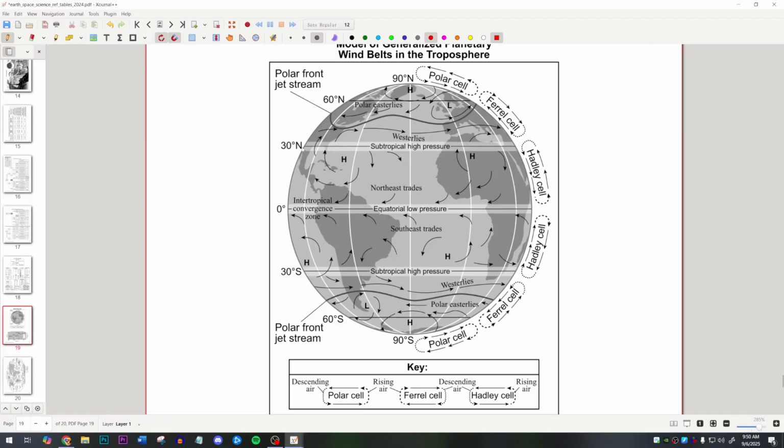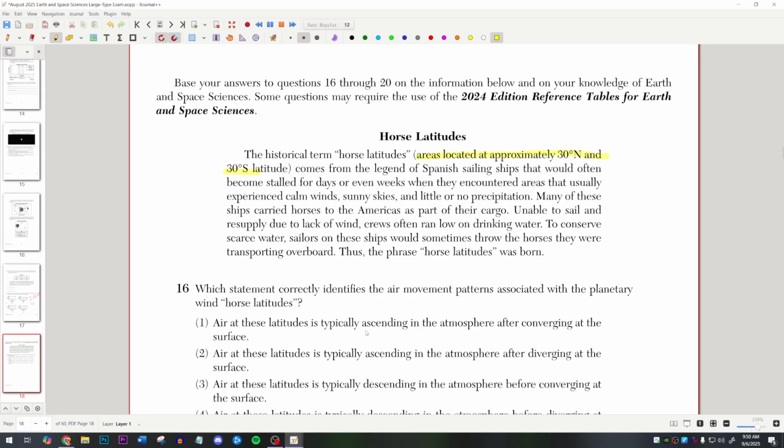So now we're talking 30 north. I'll get my highlighter. Like this right here, and 30 south. Right? That's where my head goes immediately. Let's see what it says.